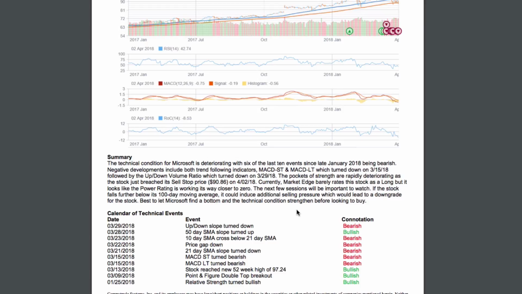The technical condition for Microsoft is deteriorating, with 6 of the last 10 events since late January being bearish. But again, what I look at in this is when these events start to pop up, when you go 8 or 9 bullish or bearish in a row, and all of a sudden a bullish pops up and the next one's a bullish. That means you've probably hit a bottom or are very, very close to it. In this case, you may want to wait until Microsoft finds the bottom and technical condition strengthens before looking to buy. You want to see another 1 or 2 events come up bullish.